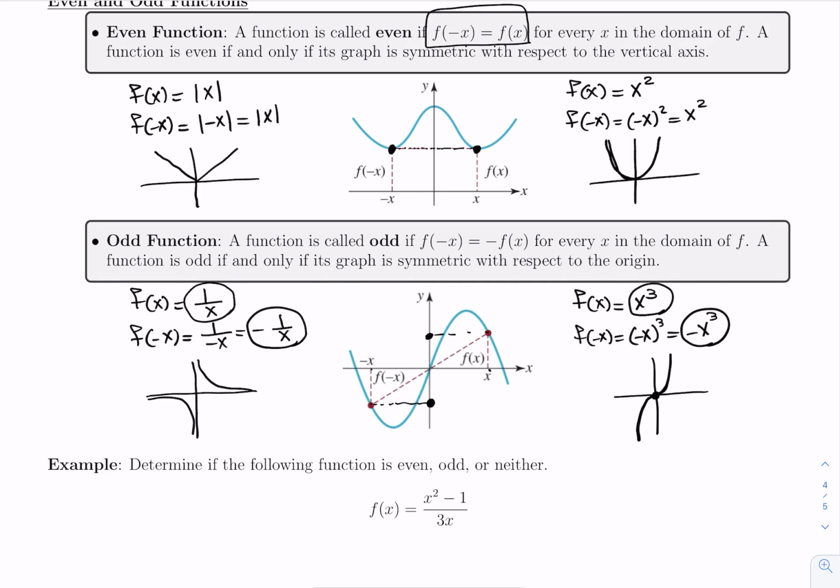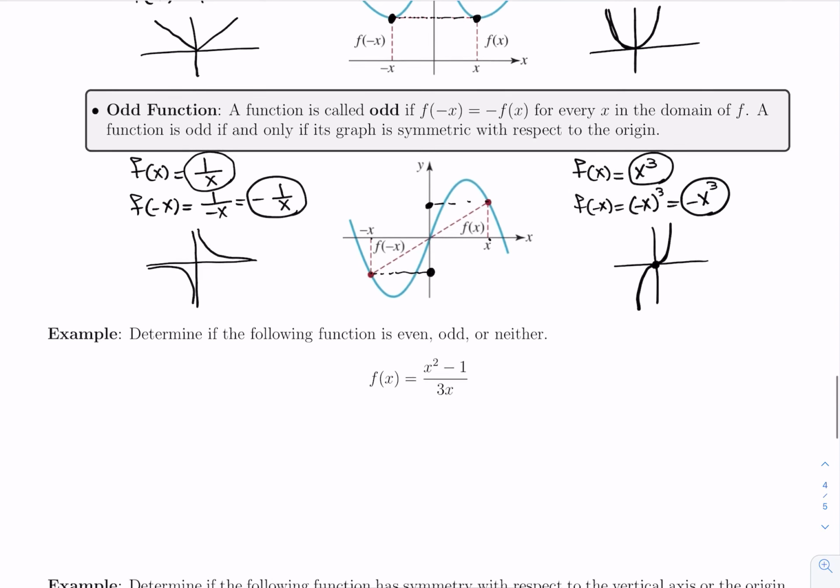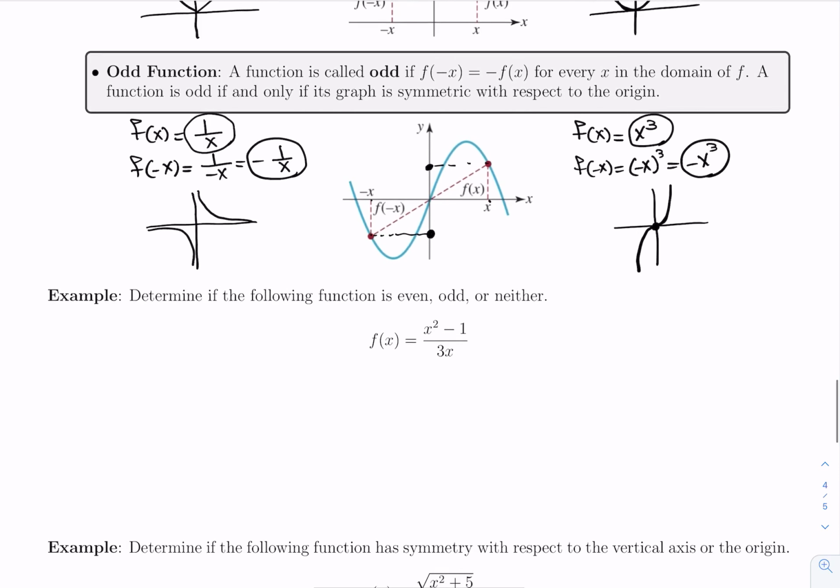How do we decide if a given function, using the formula, is even or odd, or neither, meaning it has no symmetry? We will try to decide about that by calculating f of negative x. If we can show that it's equal to f of x, then we conclude that it's even. If we can show that it's equal to negative f of x, then we conclude it's odd. And if neither, then there is no symmetry. So let's see.